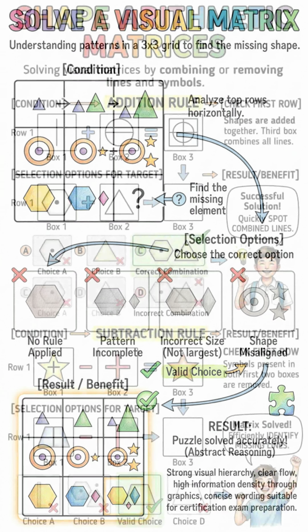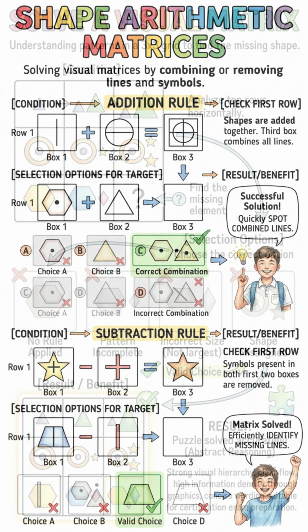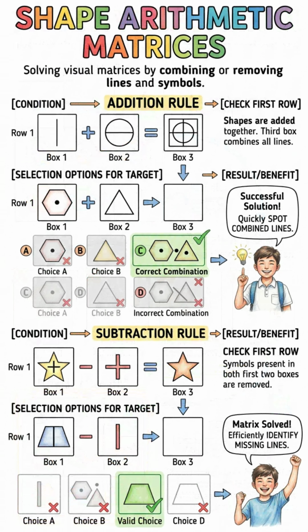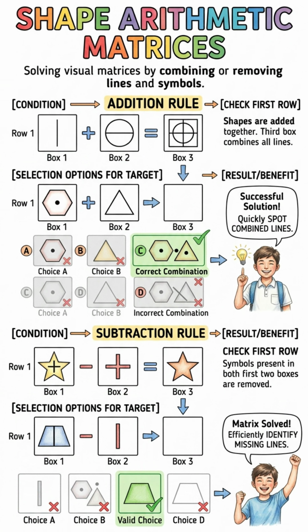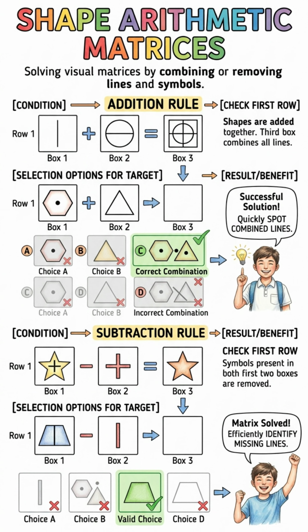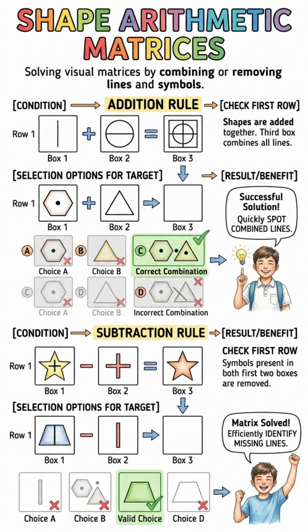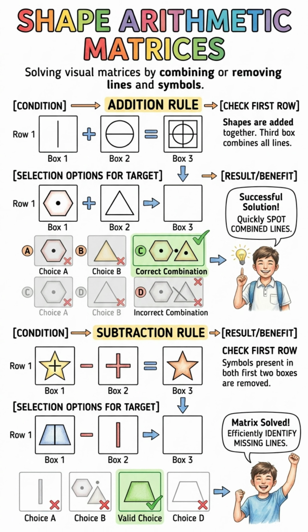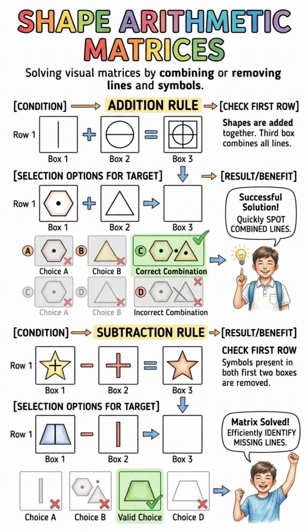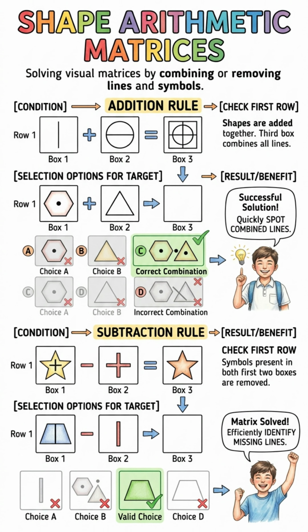A very common rule in visual matrices involves simple shape arithmetic, where shapes are added or subtracted across a row. In an addition matrix, the third box in a row simply combines all the lines and symbols present in the first two boxes. In a subtraction matrix, any symbol present in the first box that also appears in the second box is completely erased in the third box. Looking for added or missing lines across the first row is the quickest way to identify if shape arithmetic is being used.